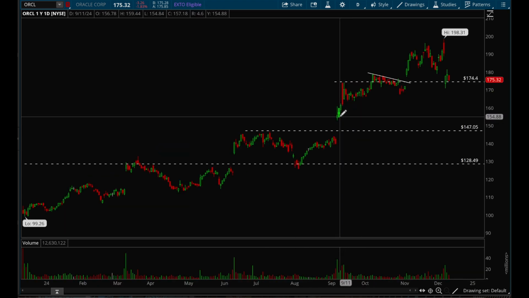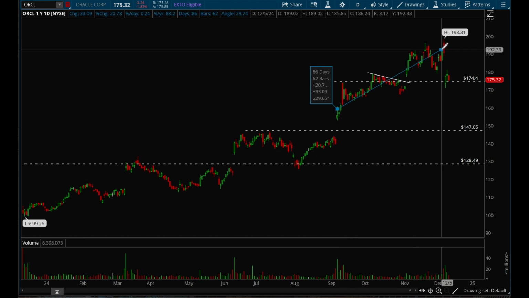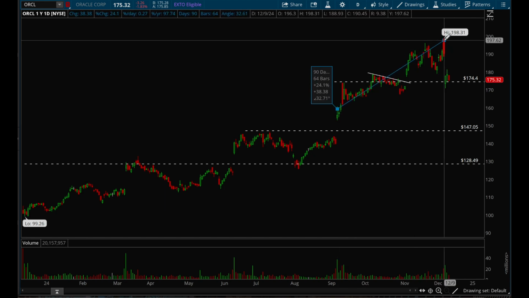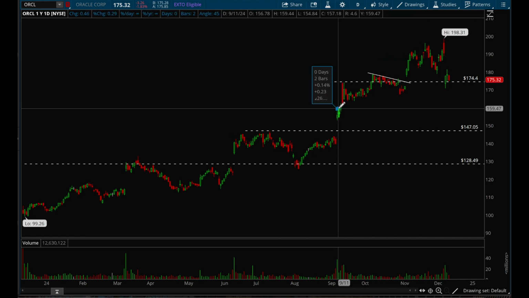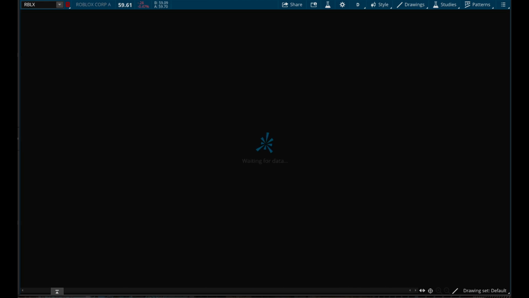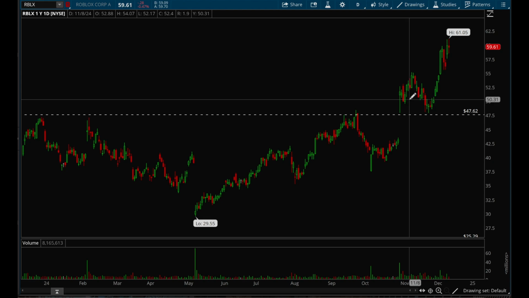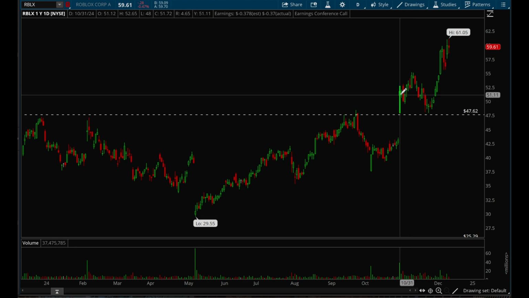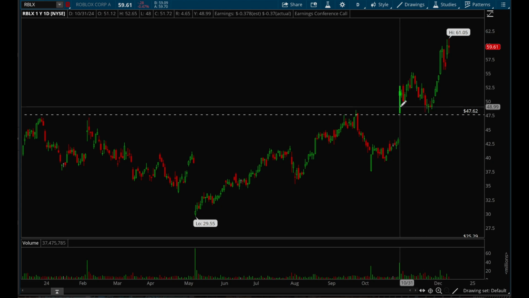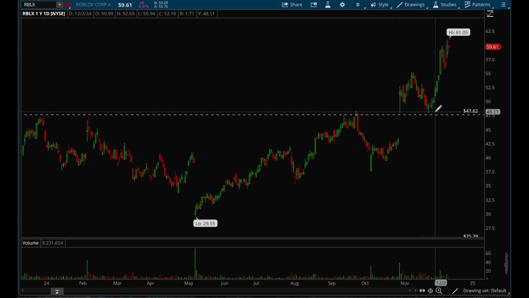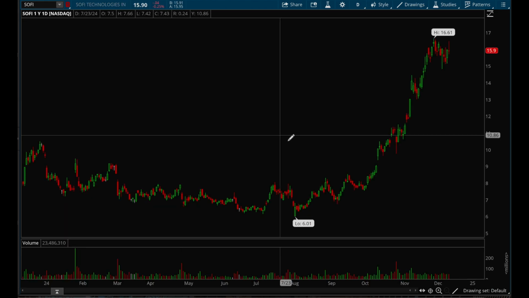Oracle, this one had a big gap up here. Let's pretend you bought it around 160. This one went to 198, a 25% move. Pretty good for a big cap name like Oracle. Roblox. This one also had a big gap up here, and then it almost stopped this out. The stop loss would be at this candle's low. It almost tested that level, but bounced off, and it's making a nice recovery.